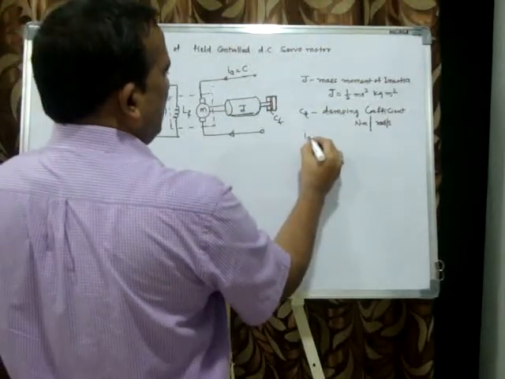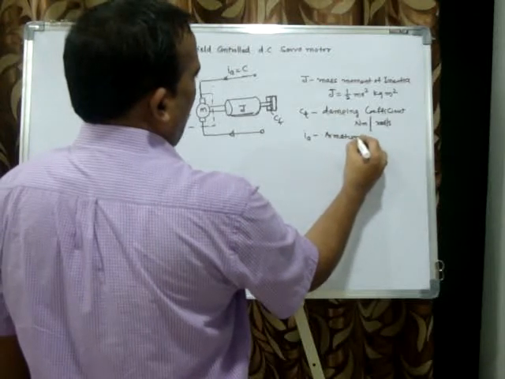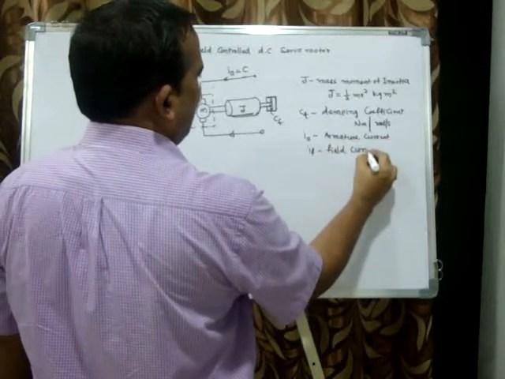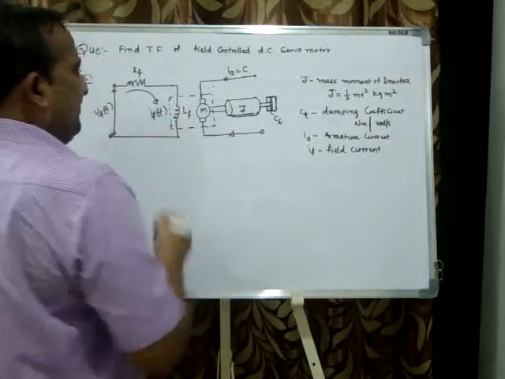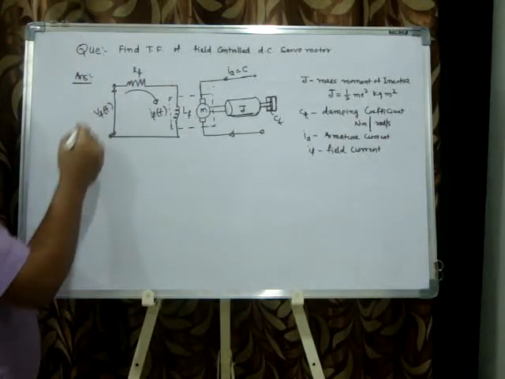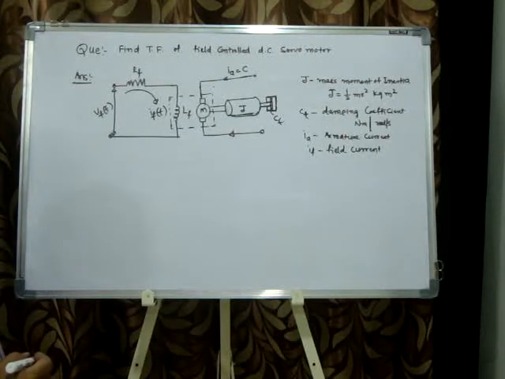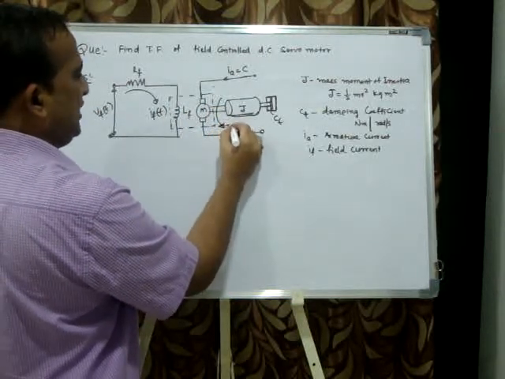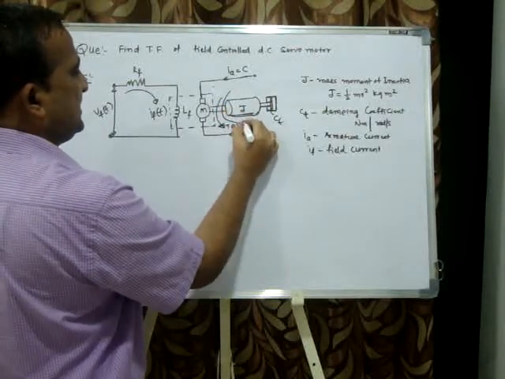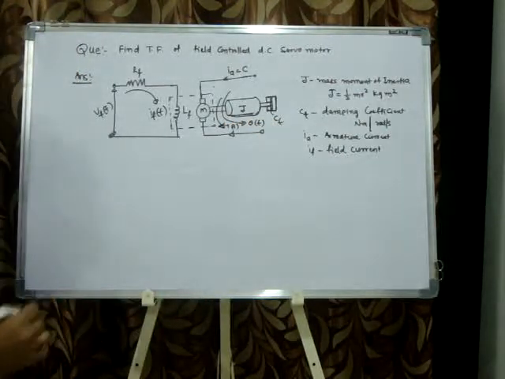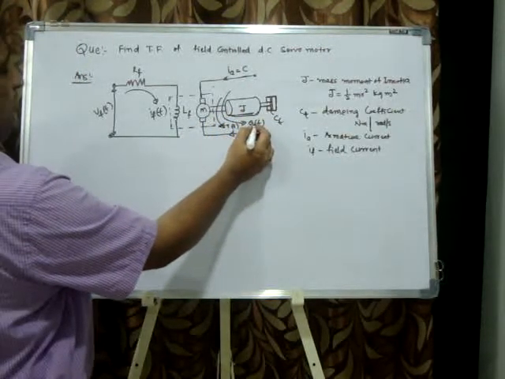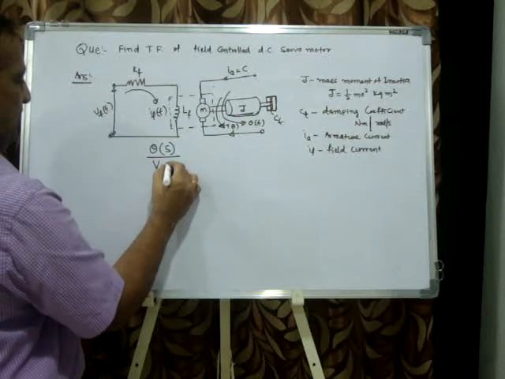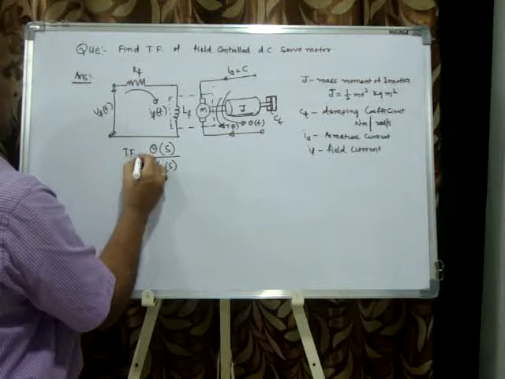And IA is called armature current, and IF is called field current. You know RF is called field resistor and VF of t is called field voltage input. This is the input. What is the output of the shaft? The torque as well as theta, angular displacement. There are two outputs, but I want the final output theta of s over input. So Laplace of output divided by Laplace of input, that is called transfer function.